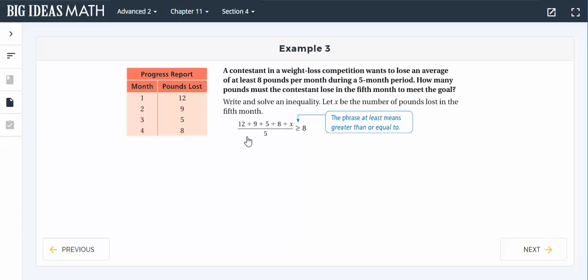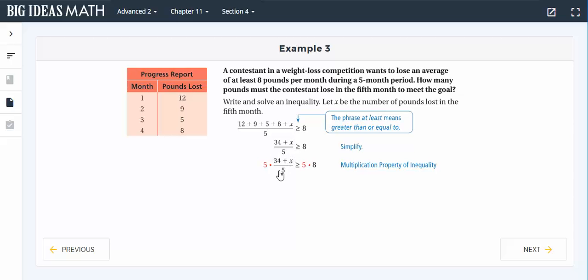So if we do 12 plus 5 plus 9 plus 5 plus 8 plus x, which is the 5th month, and we divide it by the number of pieces of data, which is 5, and we want it to be greater than or equal to 8 because the phrase at least means greater than or equal to. At this point, we will combine all of our constants for 34 plus x divided by 5 is greater than or equal to 8.